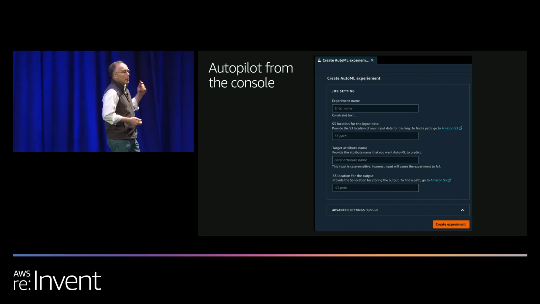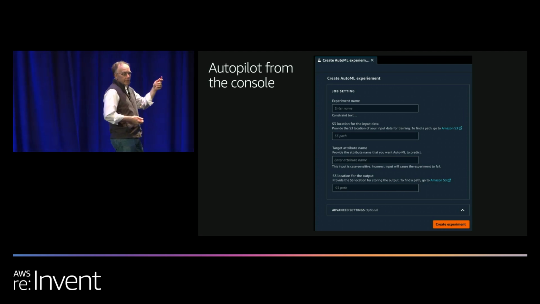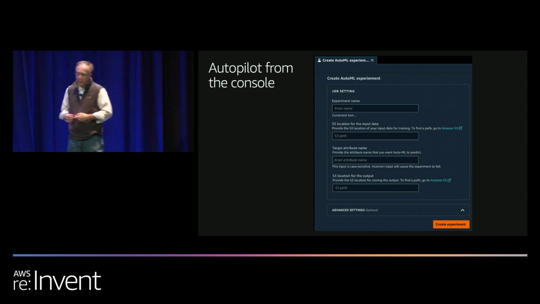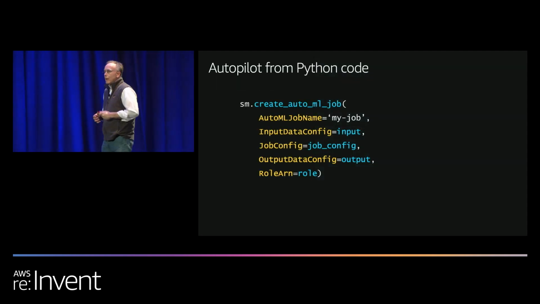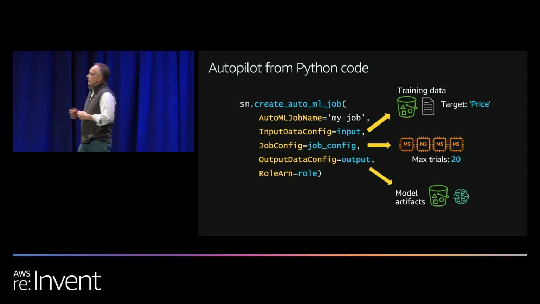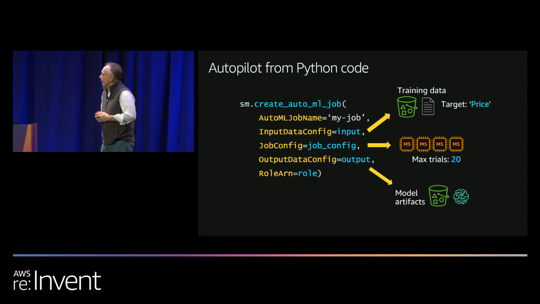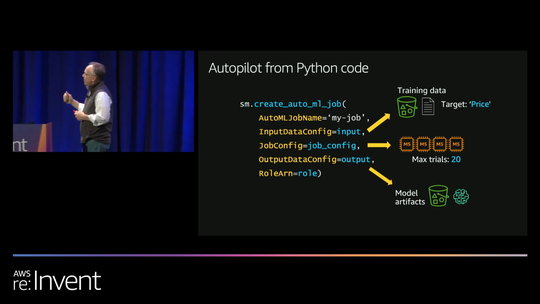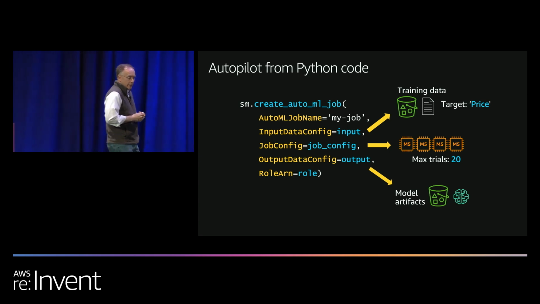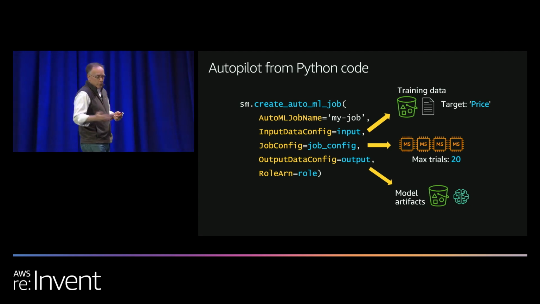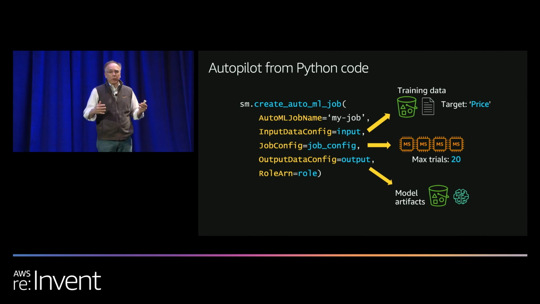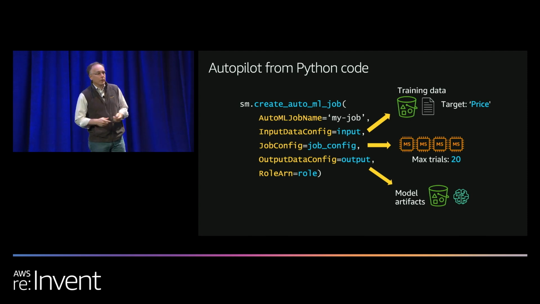From the console, you'll be able to just say, here's my data. Here's the attribute I want to predict. Here's where I want the output to go, and you're off and running. If you're writing Python code, you can just say create AutoML job. And again, give it a job name, tell it where the data is, and so forth. Tell it what infrastructure you want to use. I want to use a cluster of 4 M5s. Tell it how many jobs you're willing to pay for, and off it goes.